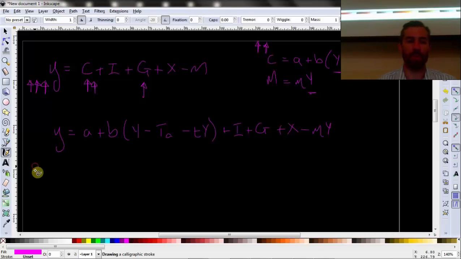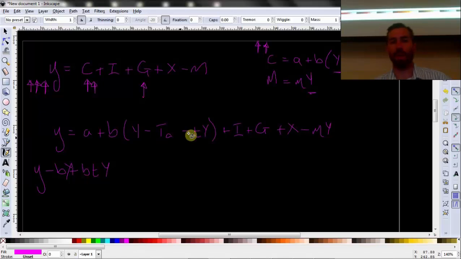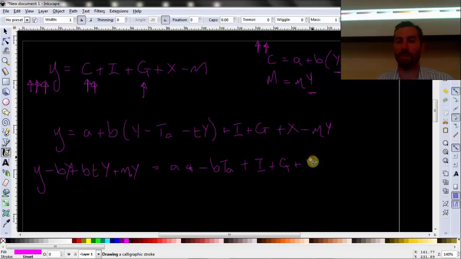We've therefore got Y in a number of different equations. We want to bring Y all to the same side on the left-hand side because that's what we want to solve for, Y. So Y minus BY plus BTY, and then plus MY. This is baby M. Okay, and what does that equal to? A minus B autonomous taxes plus I plus G plus X.